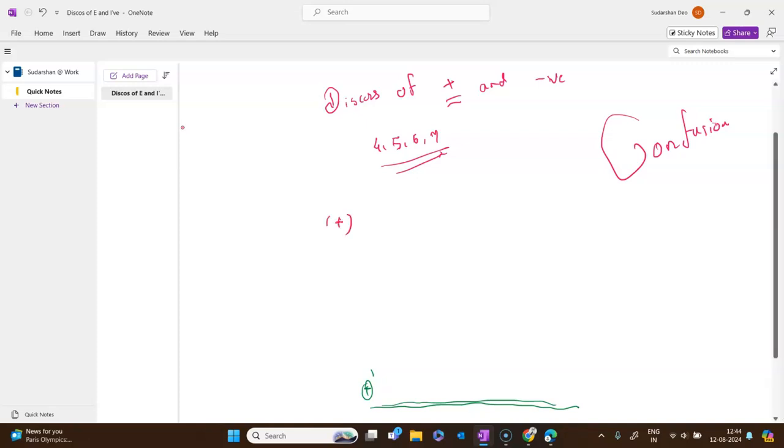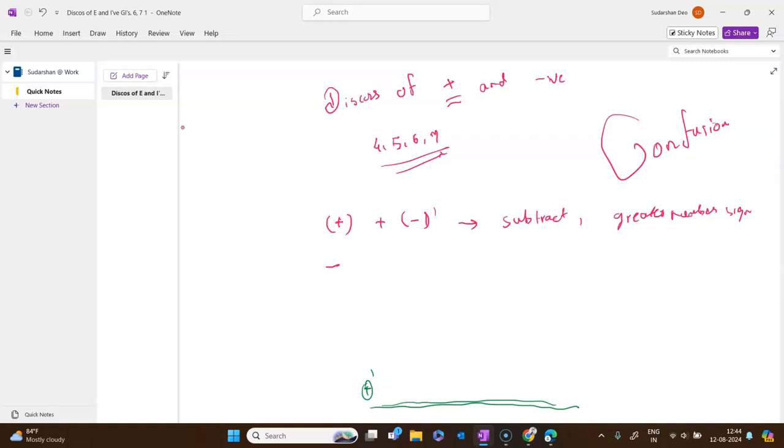If it is plus and you're adding a negative number, then you will be subtracting that. Remember, you'll be subtracting that, and the sign of the greater number should be applied over here. Remember, it is the greater number's sign. For example, if it is plus 13 plus minus 2, then you'll be subtracting, 13 minus 2, that is 11. This is the regular way.